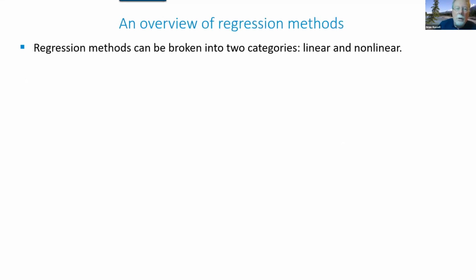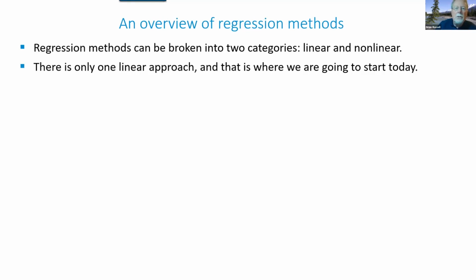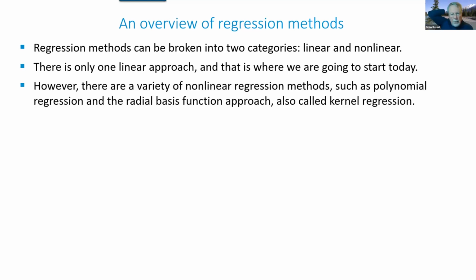So basically, regression problems can be broken into two categories, linear and nonlinear. There's only one linear approach, and that's where we're going to start today. But there's a variety of nonlinear regression methods, such as polynomial regression, radial basis functions, generalized regression, neural networks, and so on. The radial basis function approach is often called kernel regression.